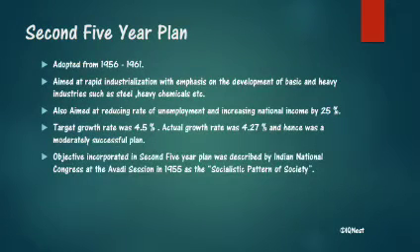The objective incorporated in the second 5-year plan was described by the Indian National Congress at the Avadi session in Chennai in 1955 as the socialistic pattern of society. The Avadi session emphasized the importance of socialism and social empowerment. The second 5-year plan was based on the P.C. Mahalanobis model. P.C. Mahalanobis was a great Indian scientist and statistician. He formulated the Indian strategy for industrialization.